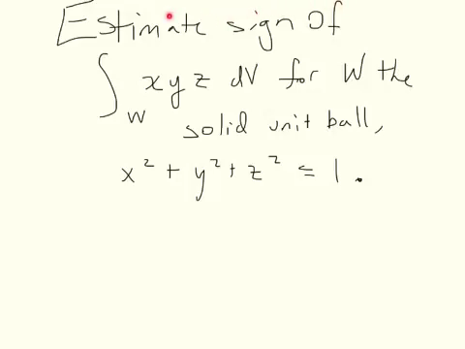When we want to estimate the sign of a function, in this case our function is xyz, over a three-dimensional solid region, in this case the solid unit ball with radius up to 1, there are a few techniques we can use, but the first thing we're going to do is try to get some kind of handle on this function. If this function is greater than 0 everywhere, then the integral is certainly going to be positive.